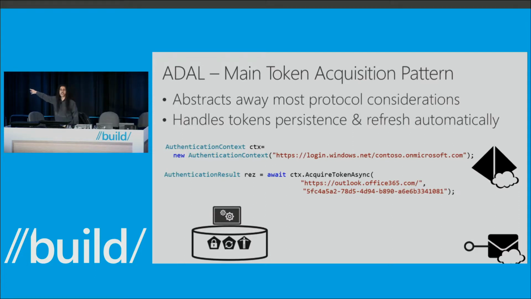It has tokens, it has information about the user, and so on and so forth. This syntax is C#, but you can expect iOS to look the same, more or less, Java to look the same, more or less, and so on and so forth. You'll always find an authentication context. You'll always find an acquire token. You will always find an authentication result.